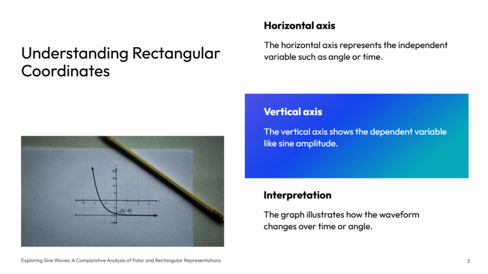The rectangular coordinate system uses a horizontal axis and a vertical axis to represent values. The horizontal axis usually represents the independent variable, such as time or angle. The vertical axis represents the dependent variable, such as the amplitude of the sine wave. When we plot a sine wave in rectangular coordinates, we can clearly observe how the signal oscillates over time.